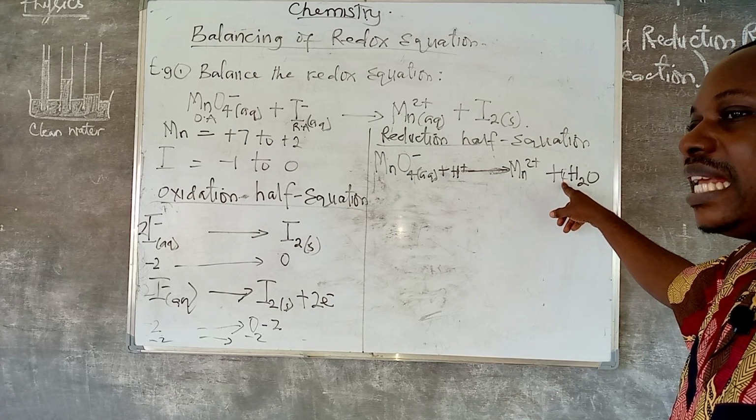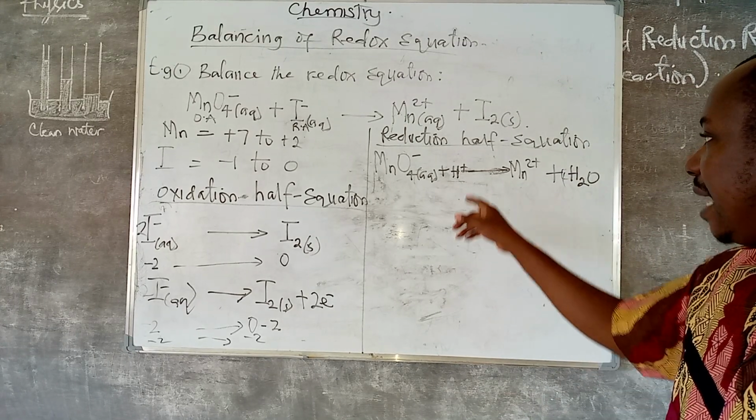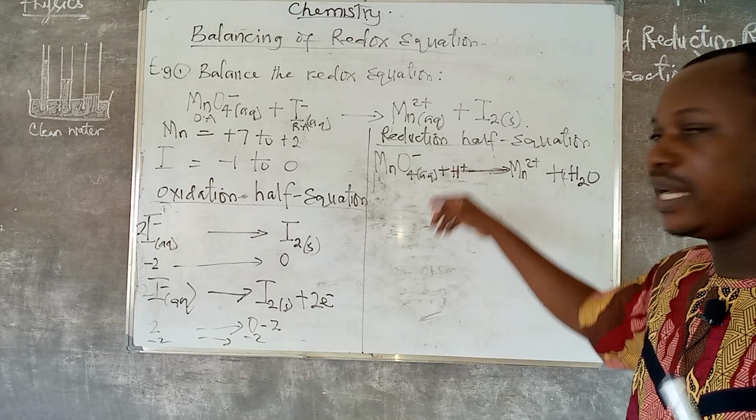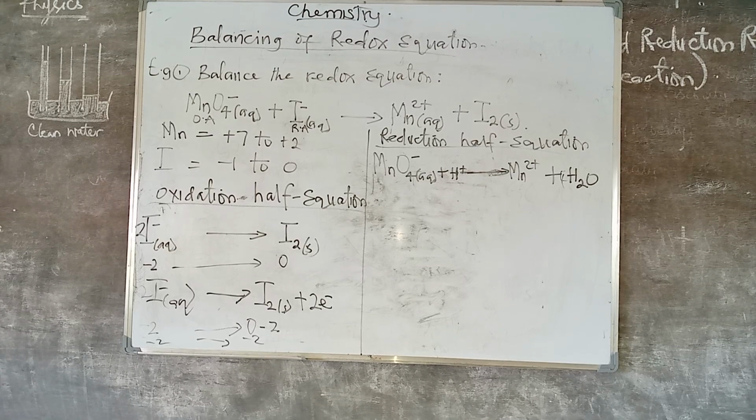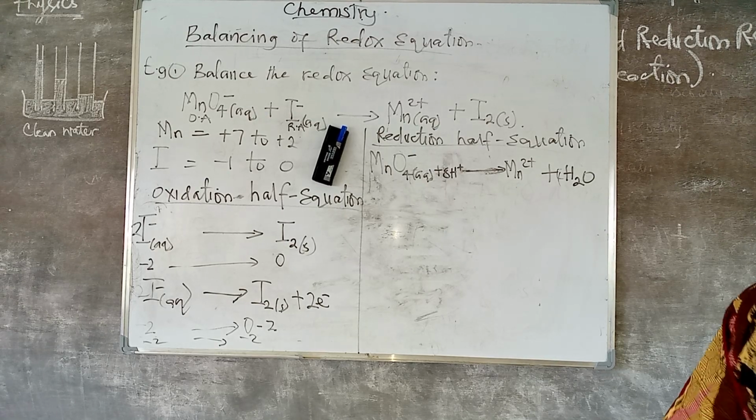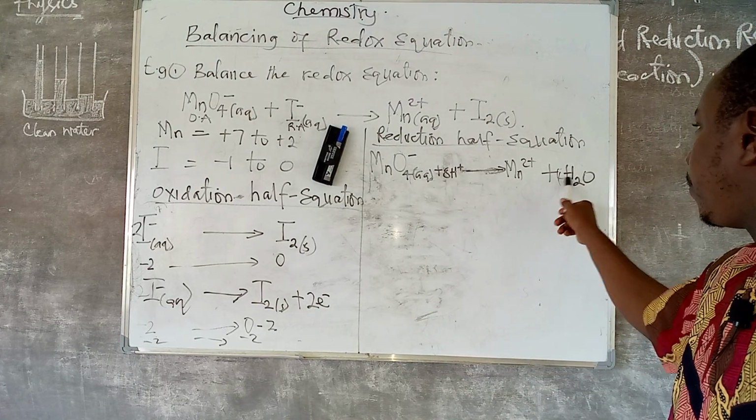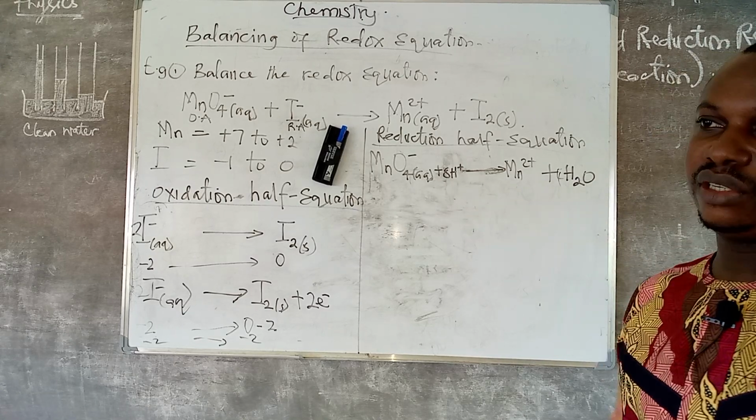Hydrogen now is how many? 8. 4 times 2 is 8. So we are adding 8 hydrogen here. Let me amend that. 8 hydrogen there. So the number of atoms, they are now balanced. 1 manganese, 4 oxygen, 4 oxygen, 8 hydrogen, 8 hydrogen.